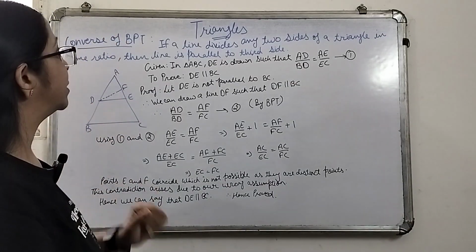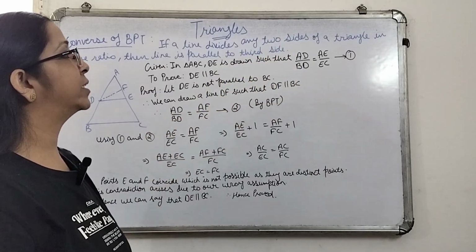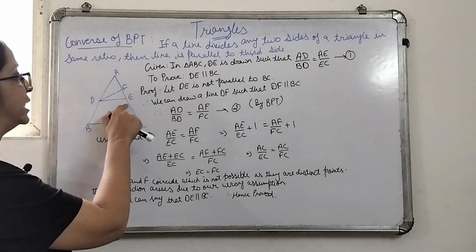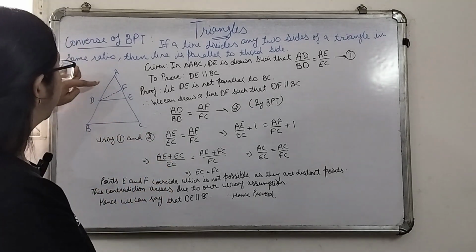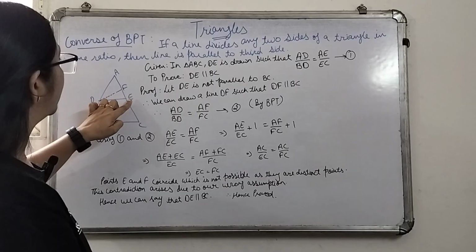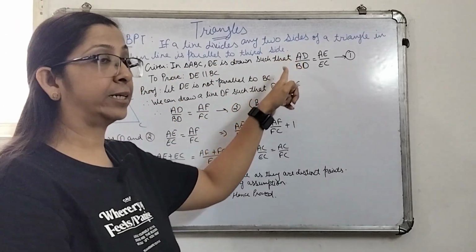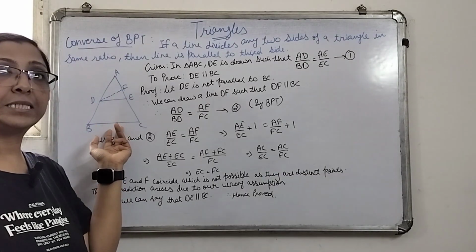Now, the converse of BPT says that if a line divides any two sides of a triangle in the same ratio, that means suppose we have taken a line DE in a triangle ABC, then if AD over DB is equivalent to AE over EC, then the line is parallel to the third side. Then this line DE will be parallel to BC.